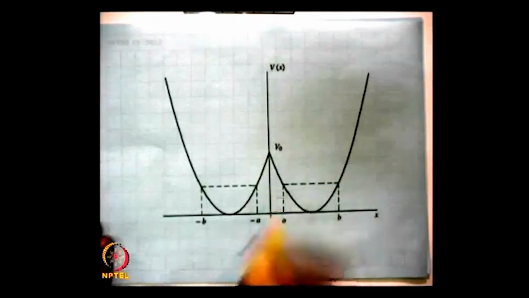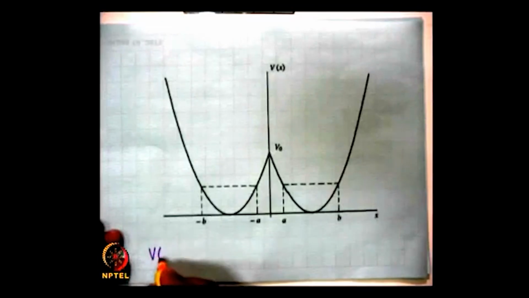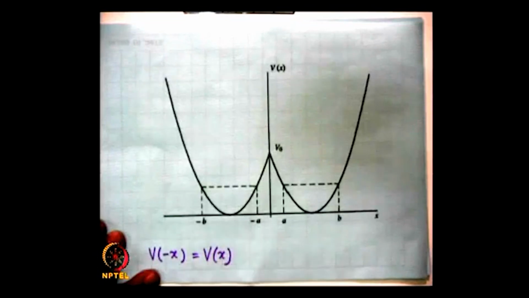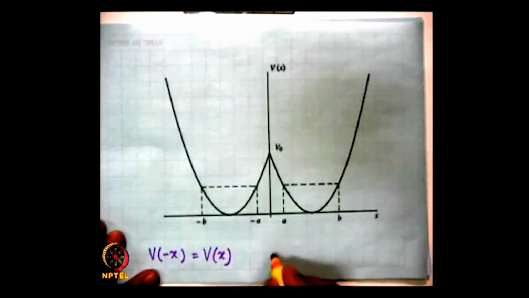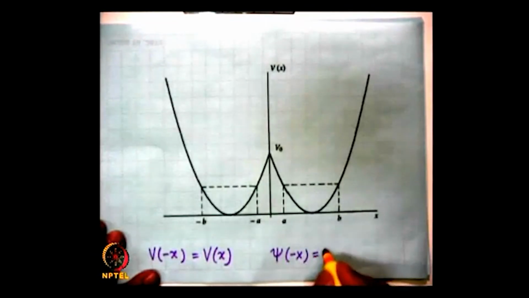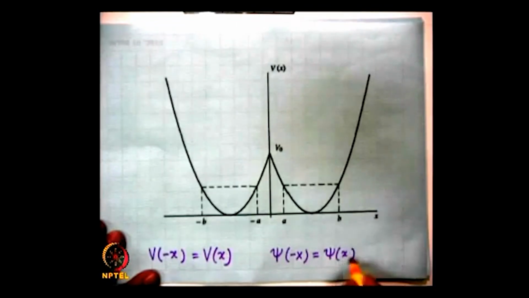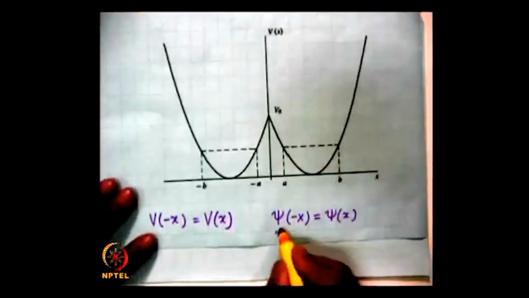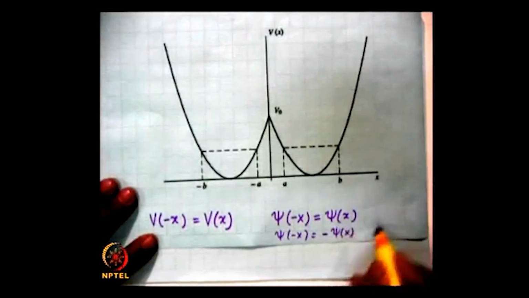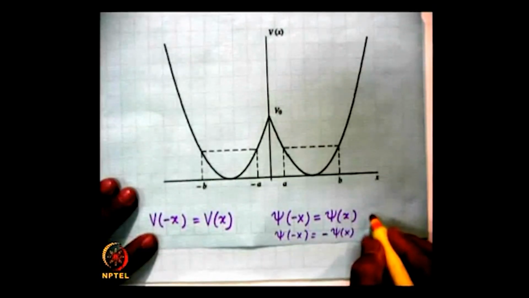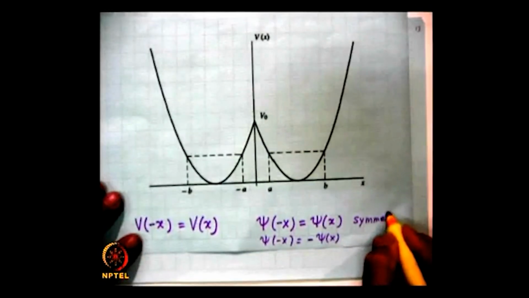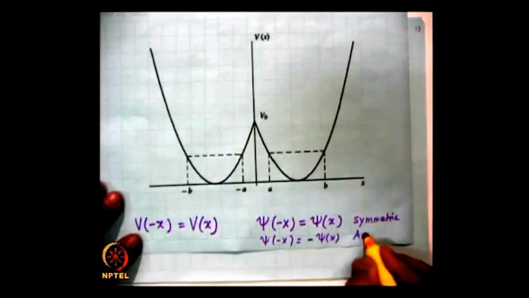So, since V of x is a symmetric function of x, that is V of minus x is equal to V of x, therefore my wave functions are either symmetric or anti-symmetric. So, either psi of minus x is equal to psi of x, or psi of minus x is equal to minus psi of x. So, this is a symmetric function of x, or an anti-symmetric function of x.